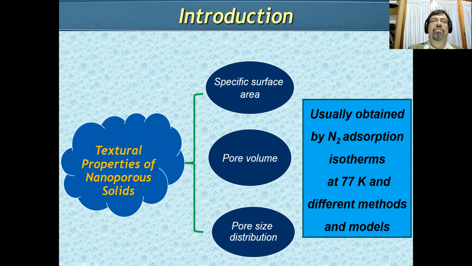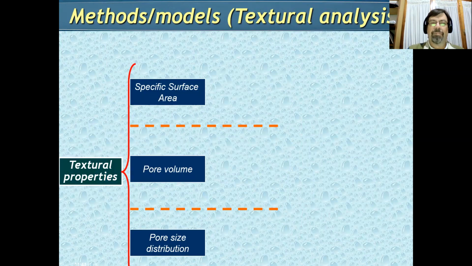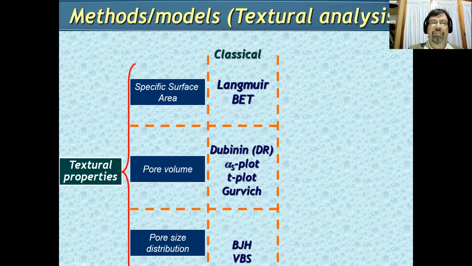The textural properties of these materials, like specific surface area, pore volumes, and pore size distribution, are obtained from different methods and models from the experimental isotherms, like nitrogen adsorption performed at 77 Kelvin. The different classical models are, for example, Langmuir and BET to obtain specific surface area, Dubinin, alpha-s, and Gurvich for pore volumes, and BJH and BBS for pore size distribution.